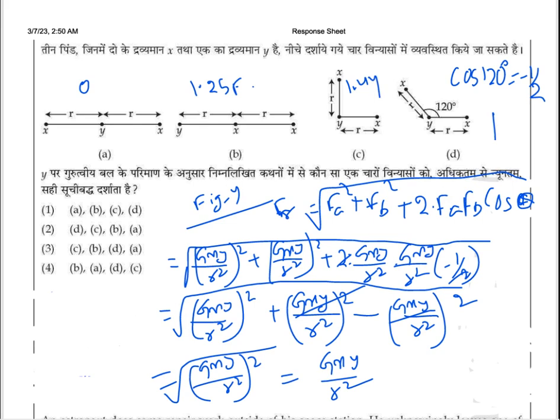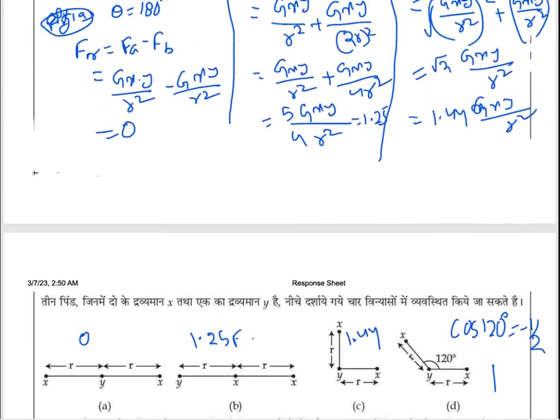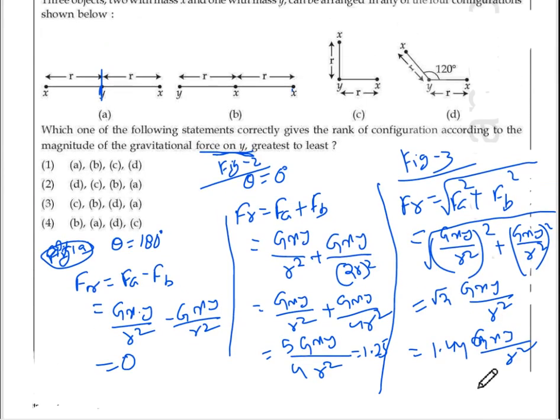So the question is saying, if you remember, it is written above that the third and the fourth one is simply 1 into G x y by r square. The question is: rank according to the magnitude of the gravitational force from greatest to least. So the greatest is the third one, figure 3, which is option C. Then figure 1.2, then option D, then option 1. So these are the correct options. Next we will move to the next question.